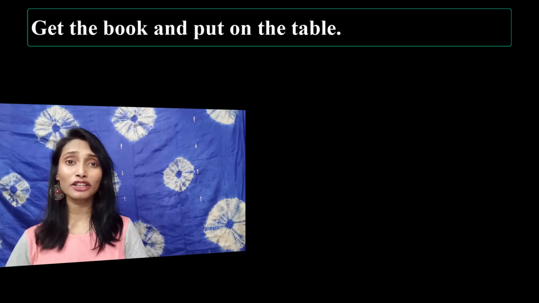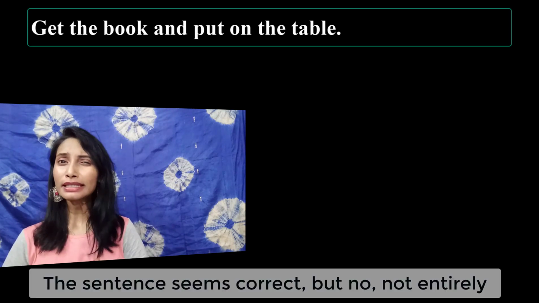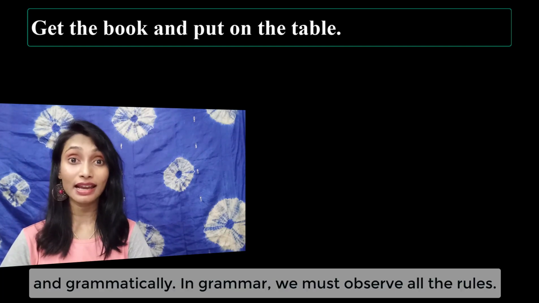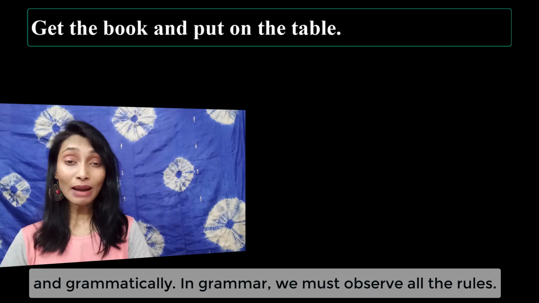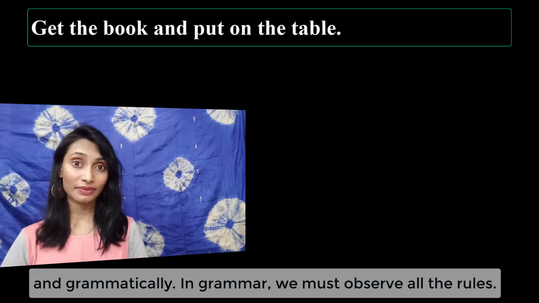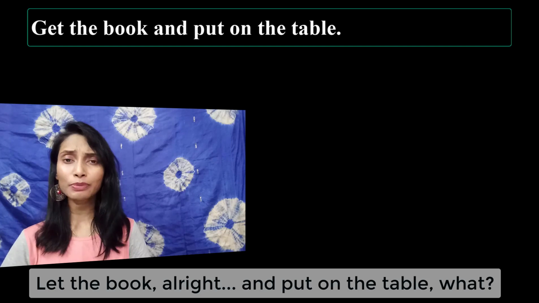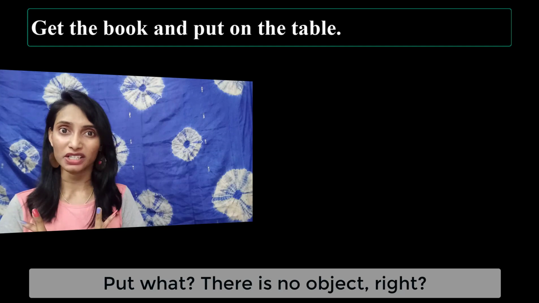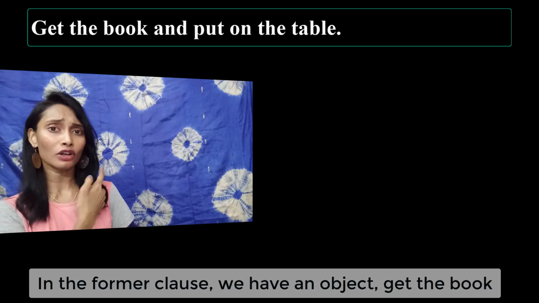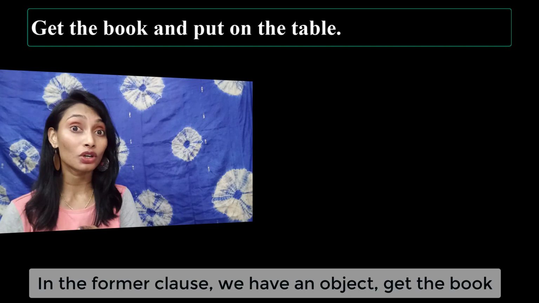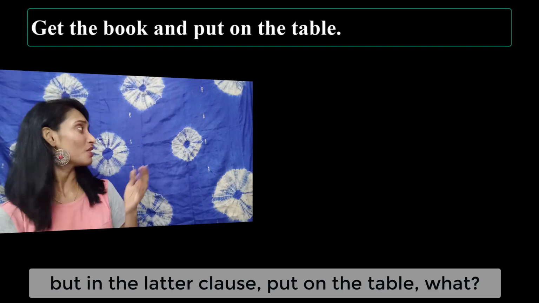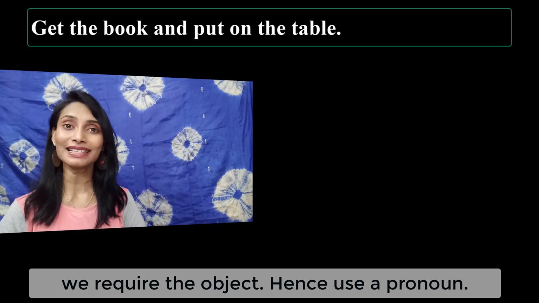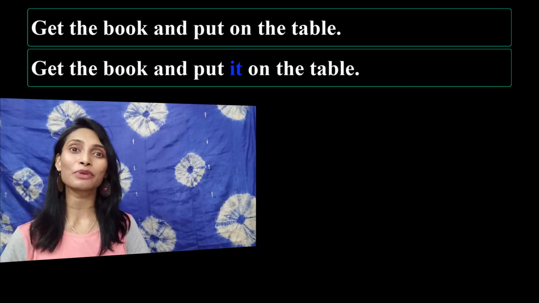Get the book and put on the table. The sentence seems correct, but no, not entirely and grammatically. In grammar, we must observe all the rules. Get the book, alright? And put on the table. Put what? There is no object, right? In the former clause, we have an object, get the book. But in the latter clause, put on the table, what? We require the object. Hence, use a pronoun. Get the book and put it on the table.